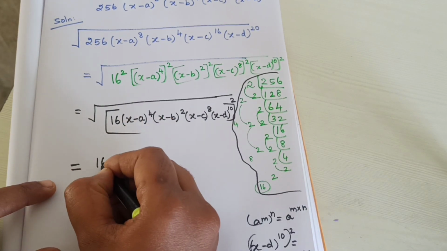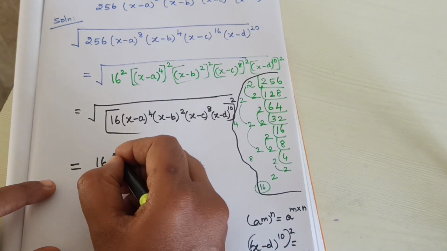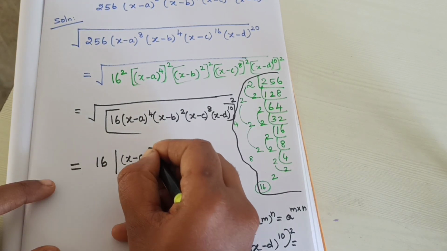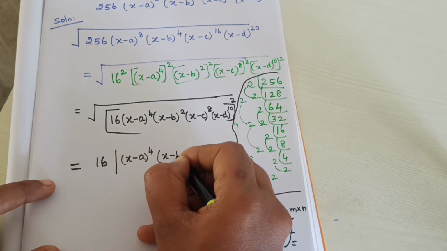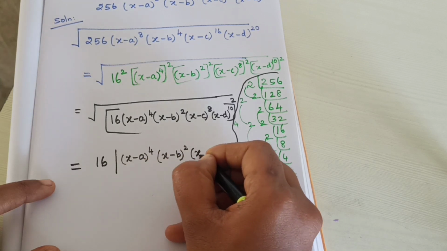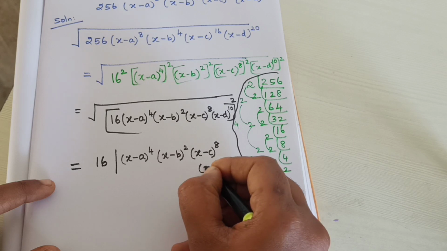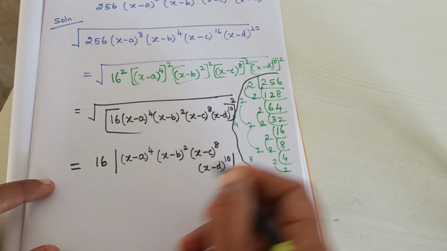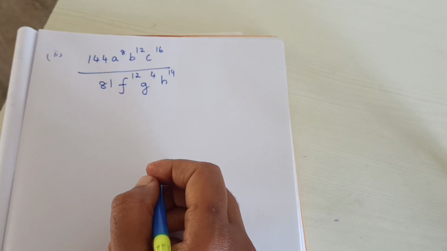The number we can write outside, and the in-between expressions you need to put in the modulus. So absolute value of (x − a)^4, (x − b)^2, (x − c)^8, and (x − d)^10. Close the modulus. That's all for this question.